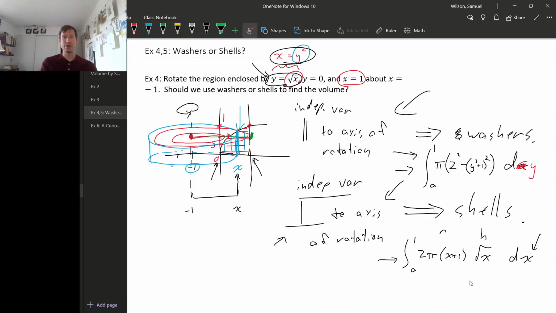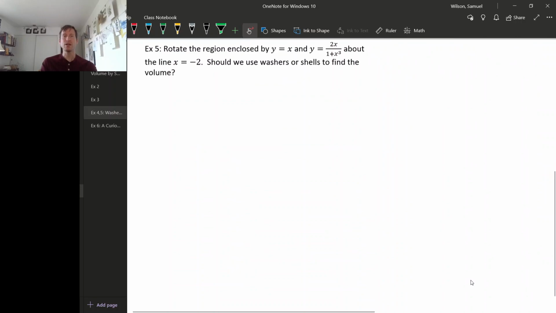All right, let's look at another example. Let's rotate the region enclosed by y equals x and this crazy function, 2x over 1 plus x cubed, about the line x equals minus 2. And let's decide if we should use washers or shells.